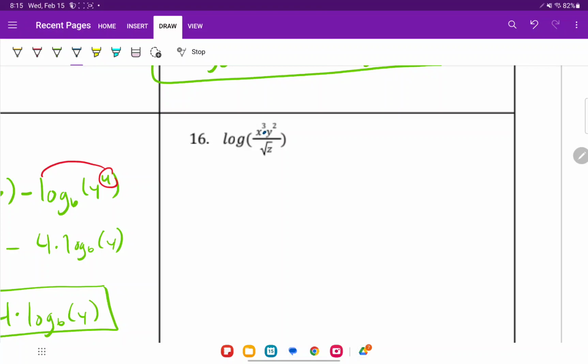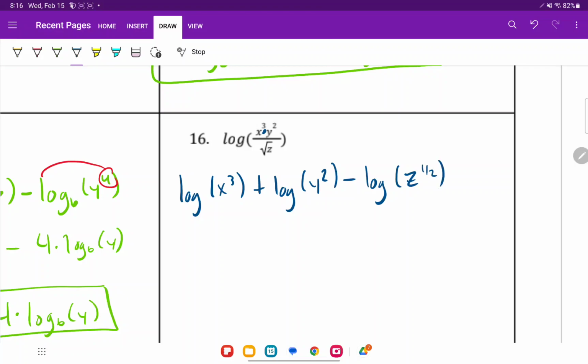But again, these top two are being multiplied. So the first one's going to be log of x to the 3rd, or x cubed. Since they're being multiplied on the top, I said when you separate them, it's going to be addition. So log plus log of y squared. Now on the bottom is the square root of z. So anything on the bottom, we're going to subtract. We expand it and subtract it. So here, minus log of, and again, that 1/2 power because of the square root.